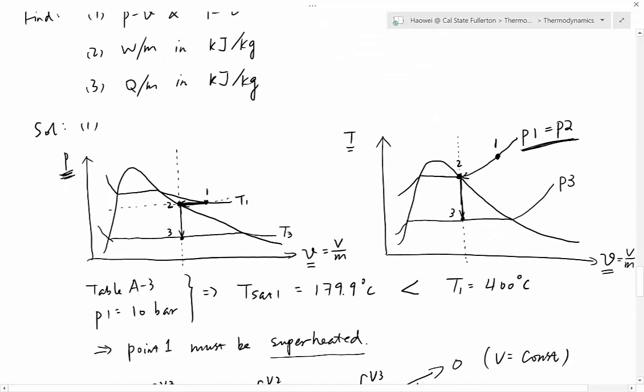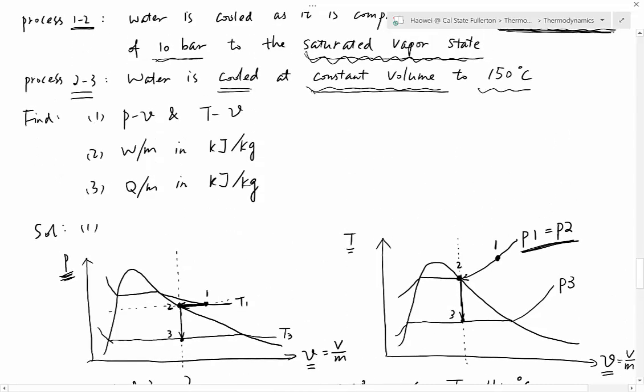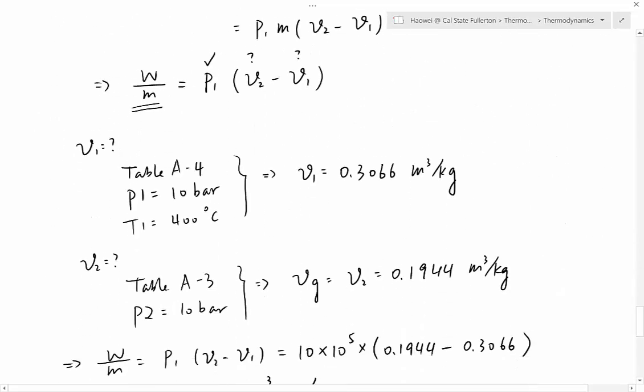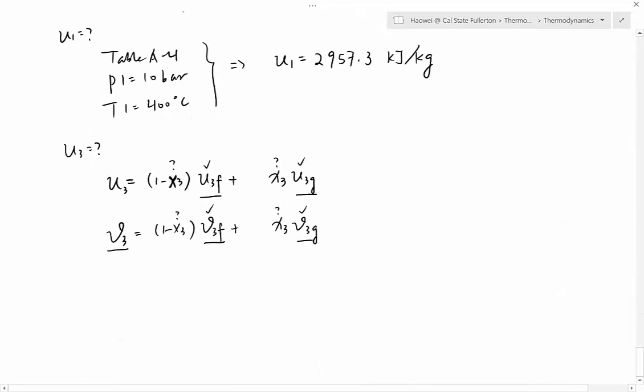Let's go back to the diagrams. You can pick any one of them. For example, let's take a look at a T versus nu diagram. Remember, 2 to 3 is a vertical line. Why? Because 2 to 3 is a constant volume process. And the definition of nu is volume over mass. Volume doesn't change for 2 to 3. Mass doesn't change for 2 to 3. So specific volume nu doesn't change. So nu2 must be equal to nu3.